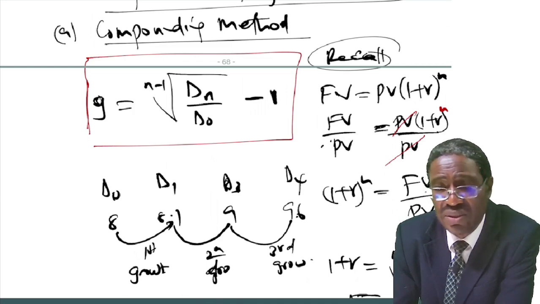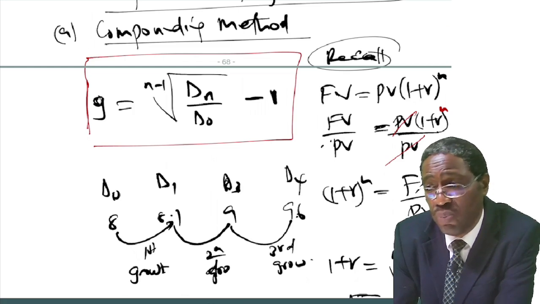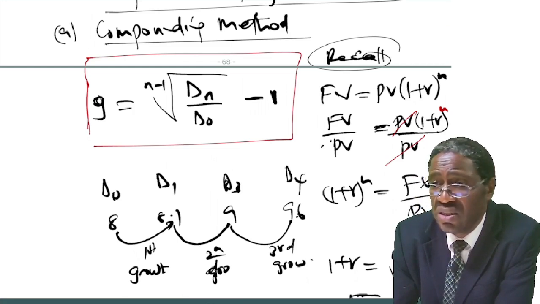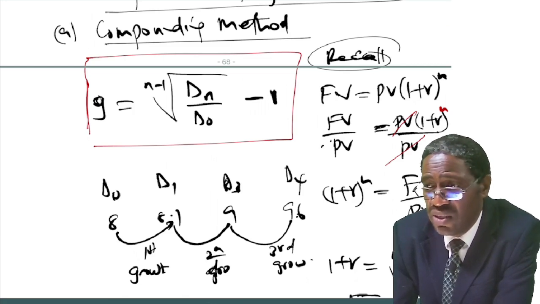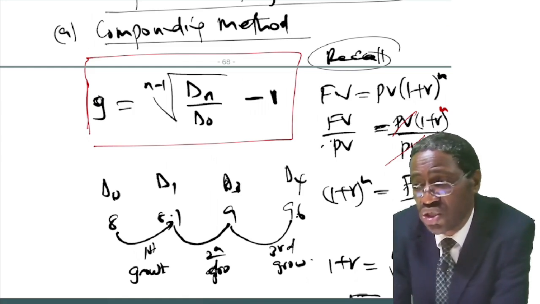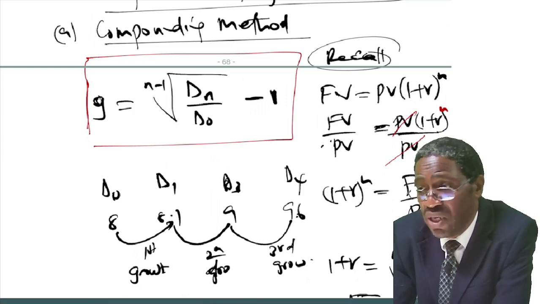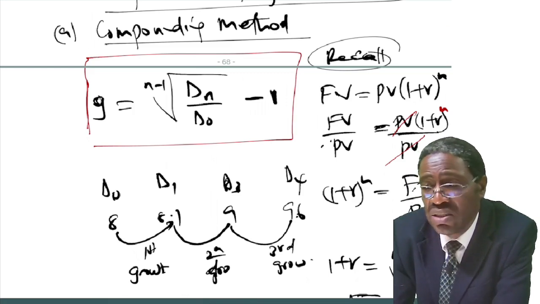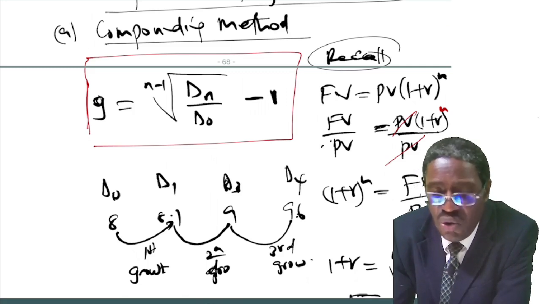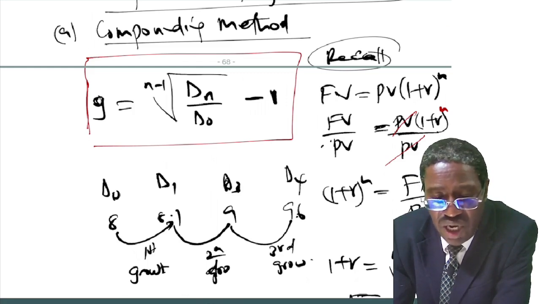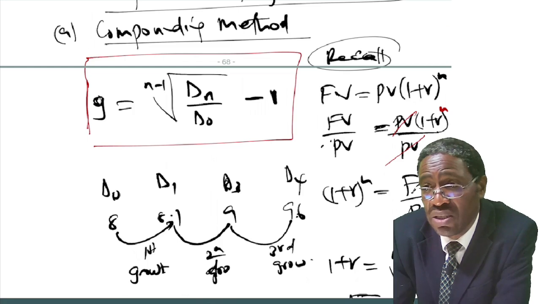Then below that, after you have copied the formula, say this: Dn equals the most recent dividend per share. Dn equals most recent dividend per share. Then D0 is the couple past dividend, the past dividend.